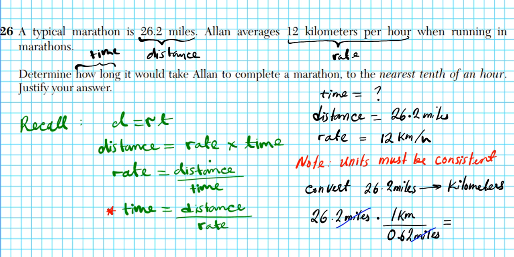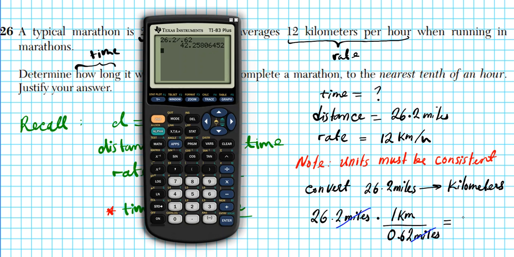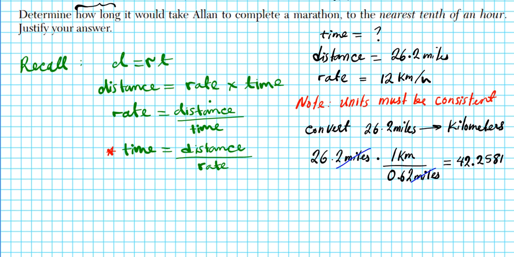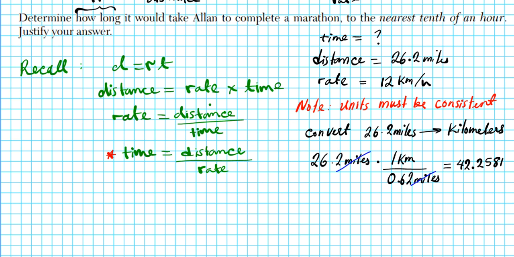Okay, so let's go ahead and write it down. Our distance in kilometers is 42.2581. Okay, I'm not rounding yet because I have to wait until the final answer before I round so I don't lose accuracy. So we have distance, which is 42.2581 km, kilometers, which is good. Our rate is 12 kilometers per hour, which is good. We have consistency across the distance measures here. Okay, now we're ready to find time.